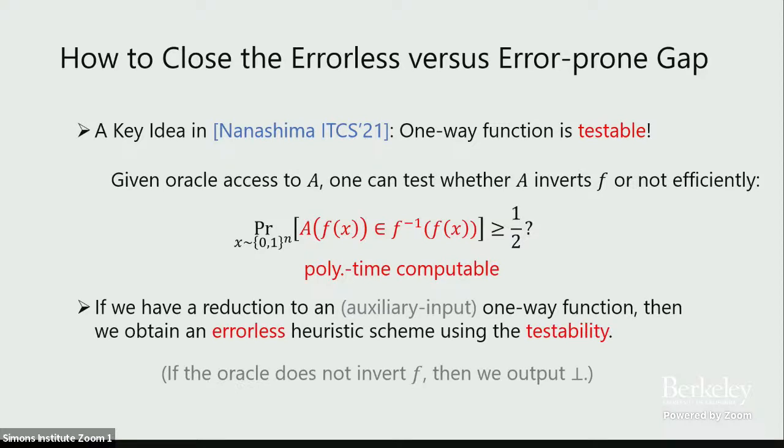Now, at some point in the proof, I need to construct an errorless heuristic scheme. The way I construct the errorless heuristic scheme is that we use this testability. If an oracle doesn't invert the one-way function, then we output the bottom symbol. That's how I close the gap between errorless and error-prone averages.